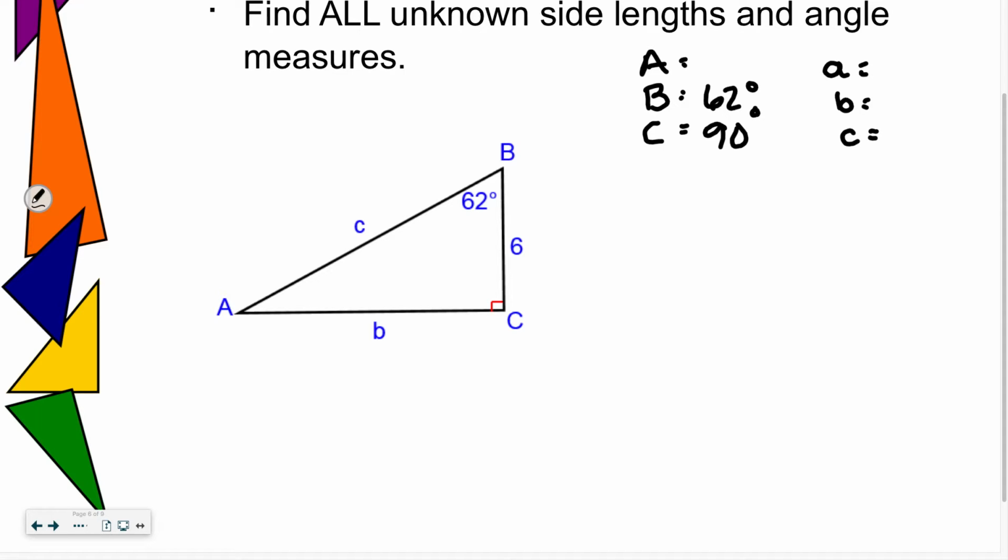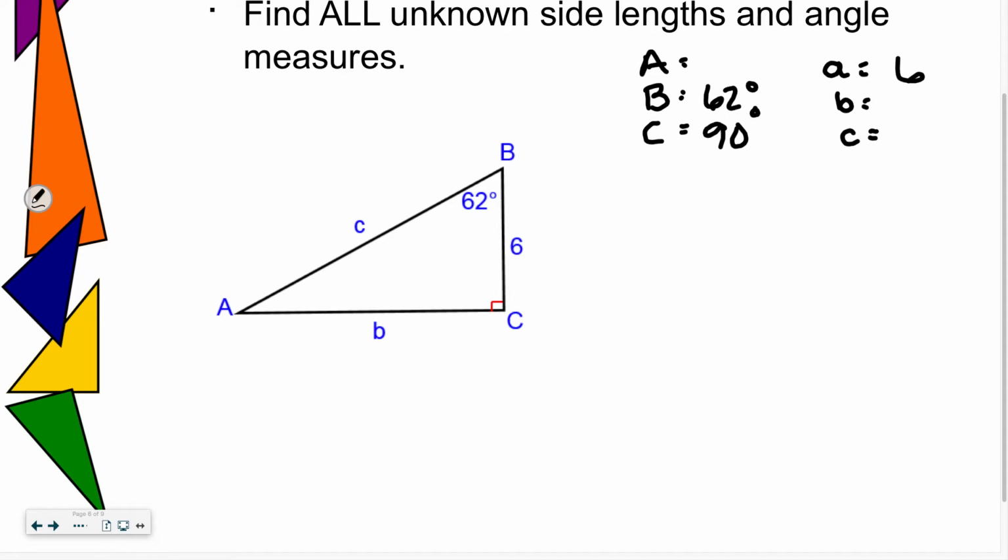Across from angle B, or opposite of angle B, is side B. Opposite of angle A is side A, so A is 6. And then opposite of angle C, usually your right angle, is your hypotenuse, side C. So there's 3 things I know. I'm really responsible for finding the measure of angle A, the measure of side B, and the measure of side C.